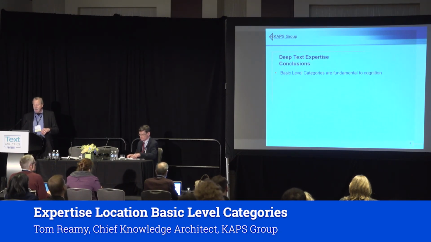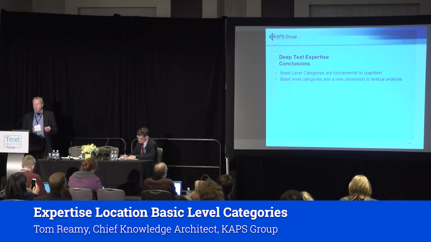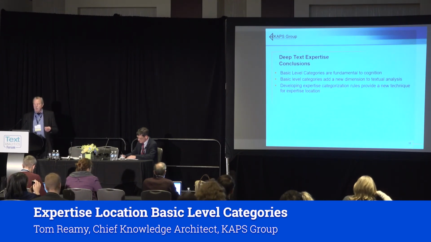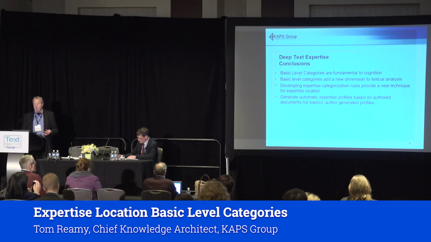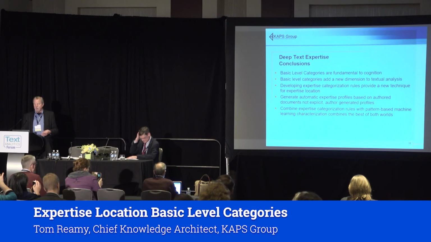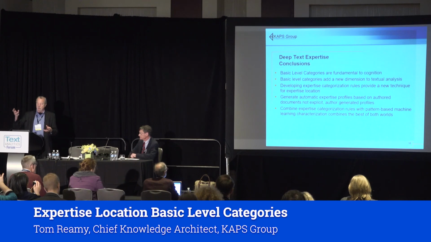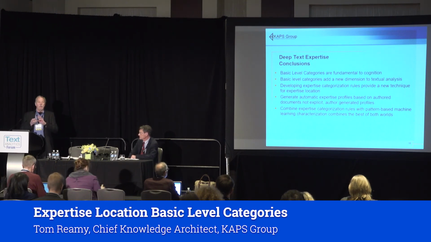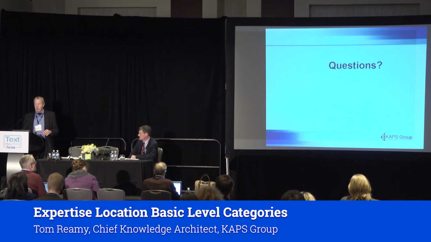So, in conclusion, basic level categories are fundamental to human cognition. They add a new dimension to text analysis and auto-categorization. You can build expertise categorization rules just like you can build subject categorization rules, and then add a whole new level of applications. And you can generate these automatic profiles, not author-generated profiles, and combine expertise categorization with pattern-based machine learning characterizations and combine the best of both worlds. In something like a highly focused area like expertise, you can do both.